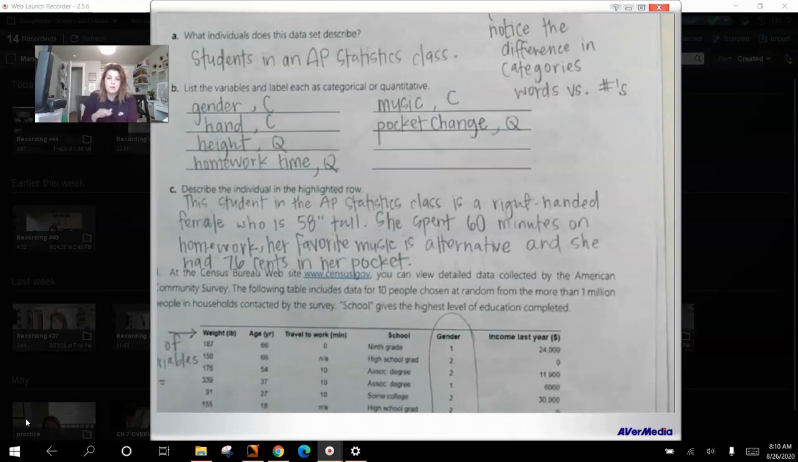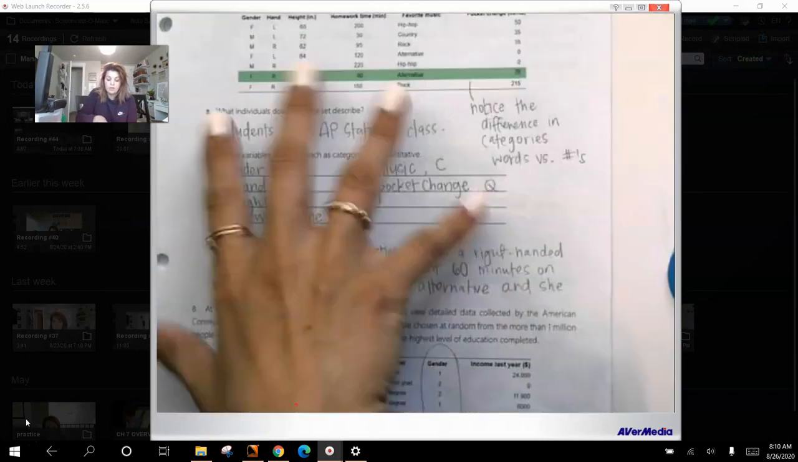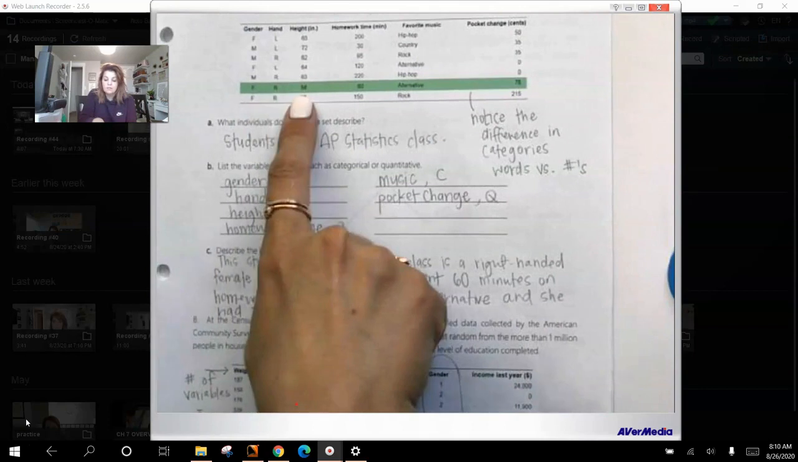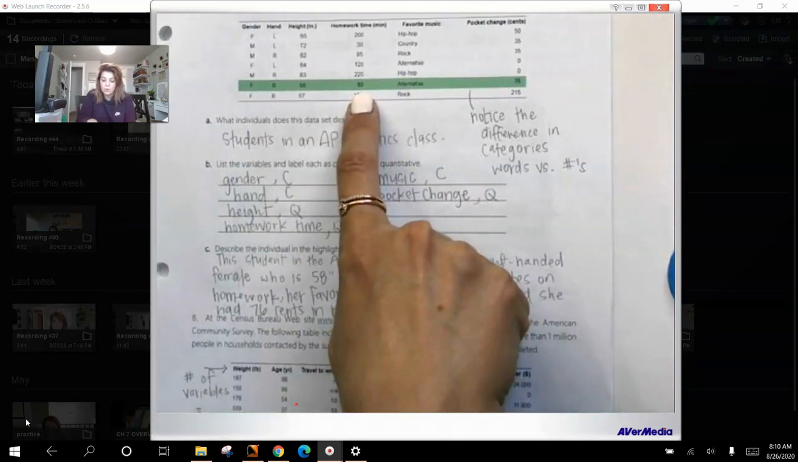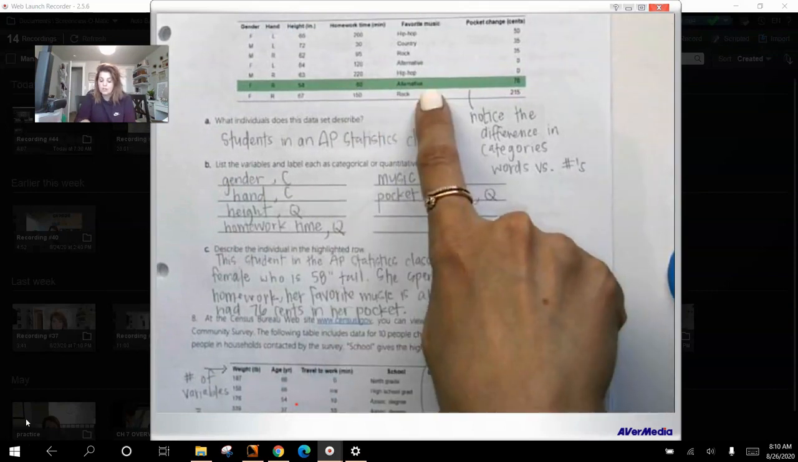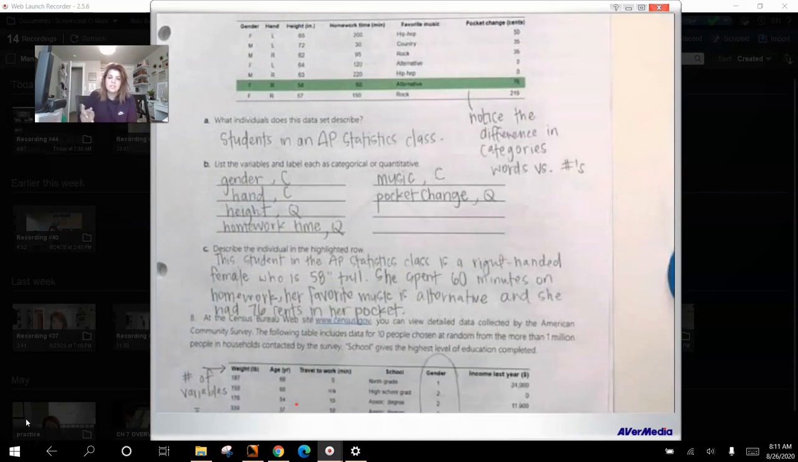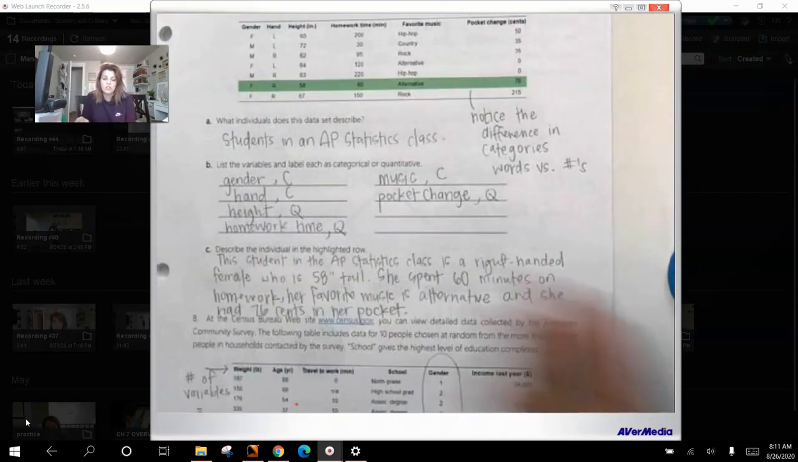And then one more time, I'm just going to list out the categories so that you one more time have an example of that. So I'm just going in order. You could say female, right-handed, 58 inches tall, spent 60 minutes on homework, favorite music is alternative, had 76 cents in their pocket. Now, if you're listing it out, make sure that you're using commas. Don't just have one big run-on sentence with all the words jammed together.